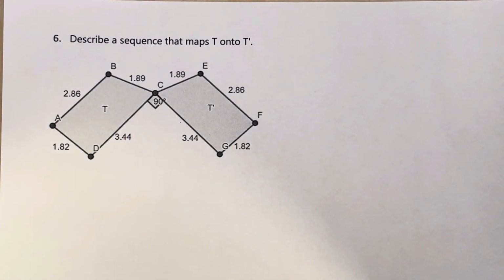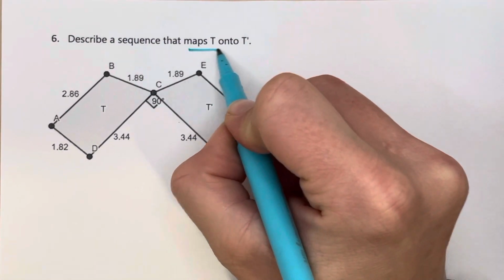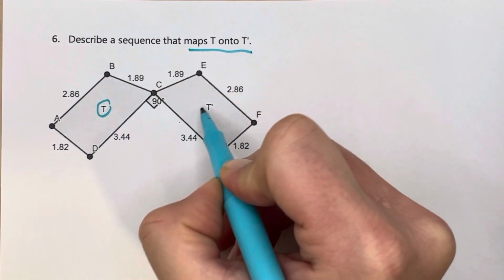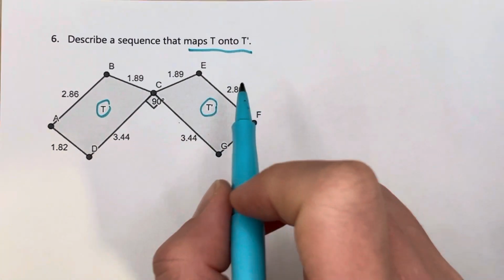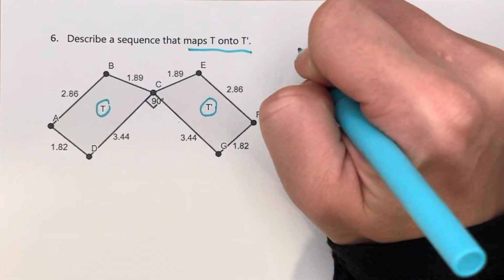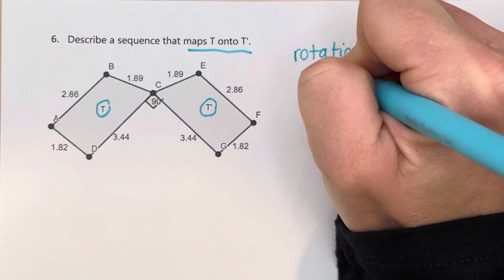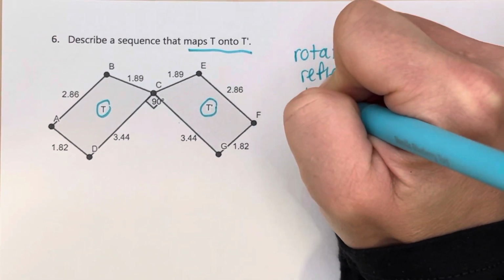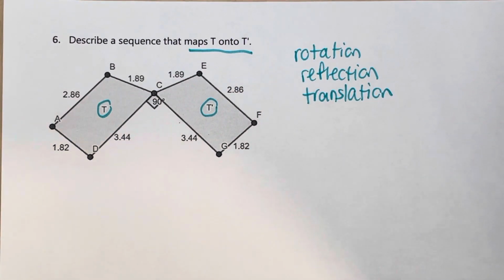In this video, we're going to look at number 6 in the review for the geometry test. And in number 6, we want to look at mapping shape T onto shape T prime. So if I map T onto T prime, I want to think of what rotation, what reflection, or what translation would bring the one over to the other.